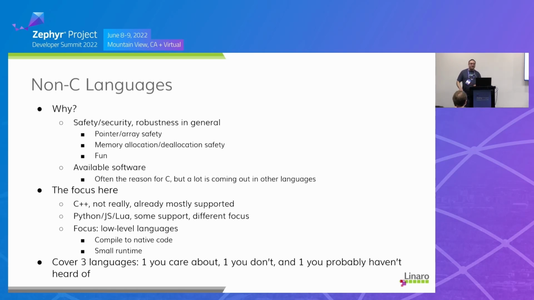So before we get into the details, why would you want to use a language other than C? I don't know that I need to really convince people of this anymore. There are a lot of things: safety, security, robustness, pointer and array safety. It still baffles me that we're using a language that doesn't check array bounds. Buffer overflows are probably the most commonly exploited security vulnerability.